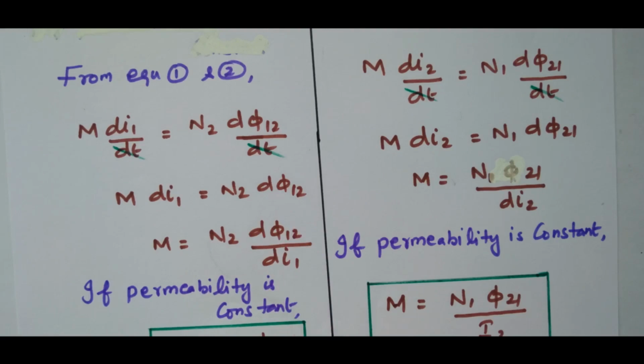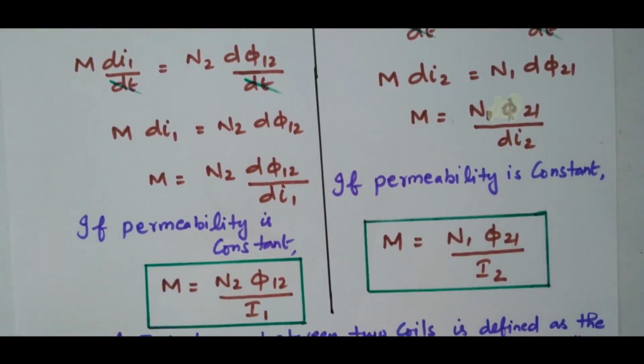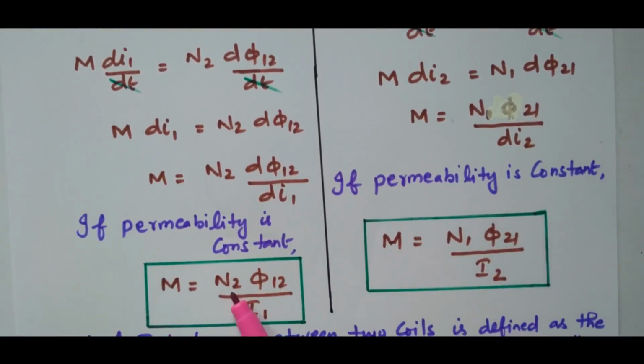Right? If the permeability is constant, then we can take M equals N2 φ12 divided by I1. So we got the expression for mutual inductance, N2 φ12 by I1. This is the flux linkage in the second coil over the current in the first coil. That is the important definition of mutual inductance. This mutual inductance depends upon flux linkage in the second coil and current in the first coil.